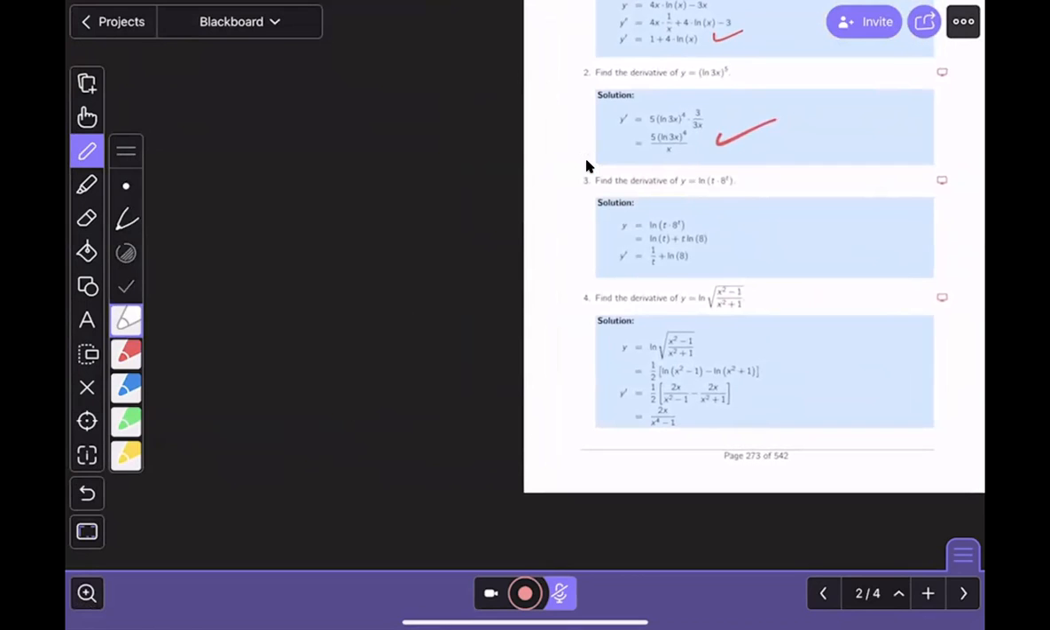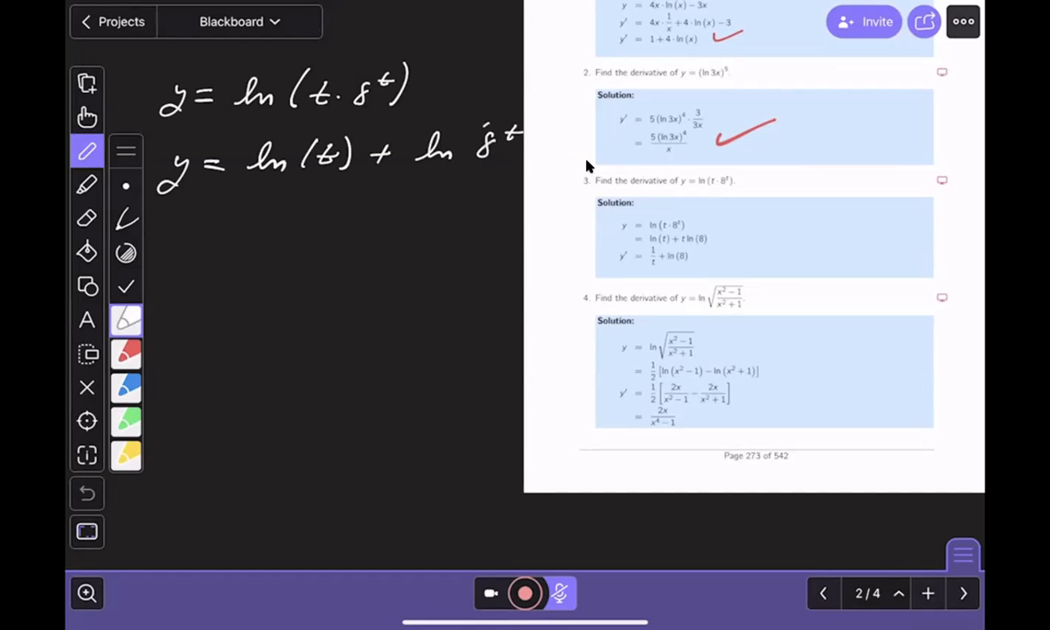So what do you have? You have y equals the natural log of t times a to the t. Now, what I would recommend over here is simplifying the log first. Someone says, well, I don't want to do that. We're not saying you have to do that. We're just saying it might be easier to do that. And what I mean by that is this is a sum now. So it's natural log of t plus the natural log of a to the t.